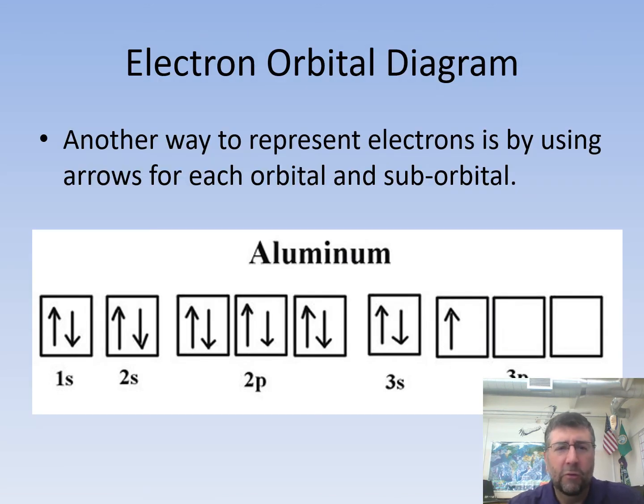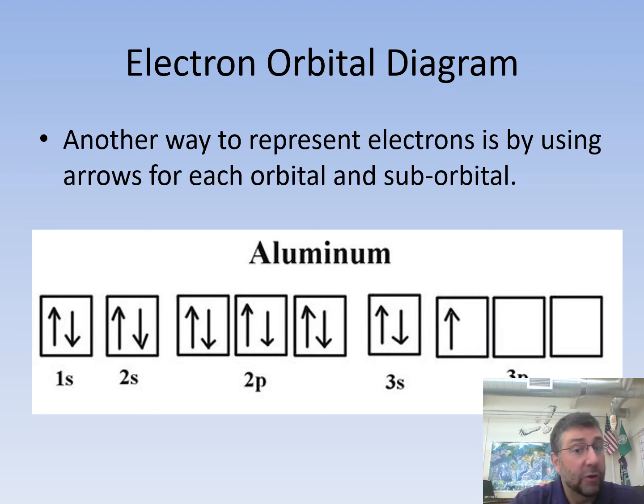Now there's another way to represent where the electrons are located. It's something known as an electron orbital diagram. And in an electron orbital diagram, what we're doing is representing the electrons by arrows. And so you'll see these arrows here. So we have a box, or it can be a line, and we label them 1s, 2s, 2p, and so forth. And the arrows represent where the electrons are located.